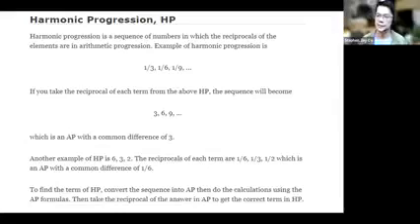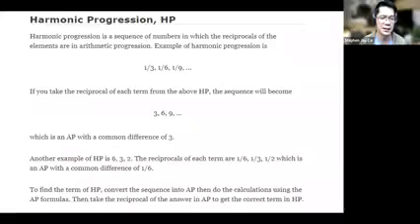Okay. So another harmonic progression is 6, 3, and 2. The reciprocal of each term is 1/6, 1/3, and 1/2, which is an arithmetic progression with a common difference of 1/6. So again, when you say harmonic progression, when you get its reciprocal, it will have a common difference like an arithmetic progression.